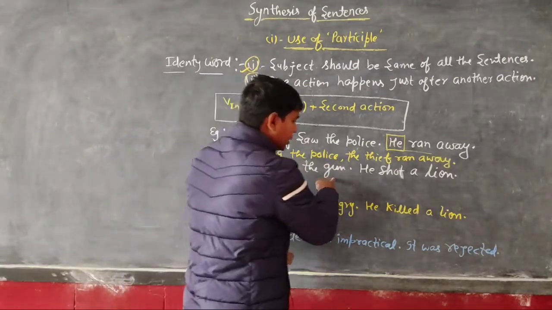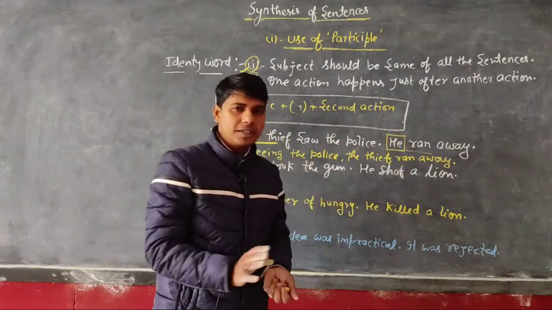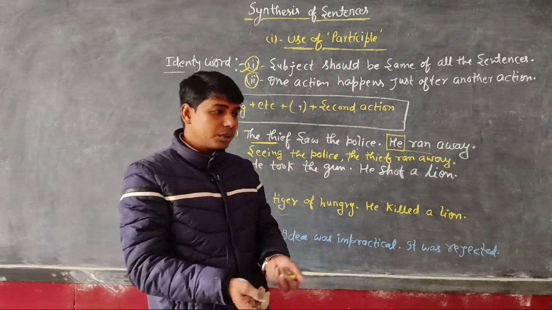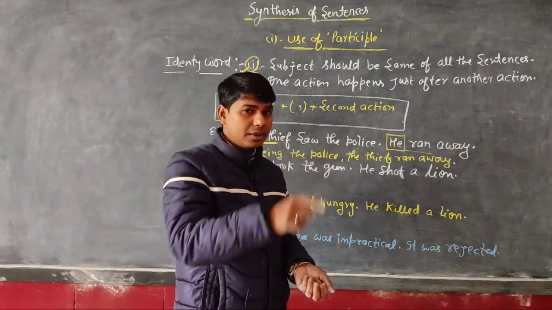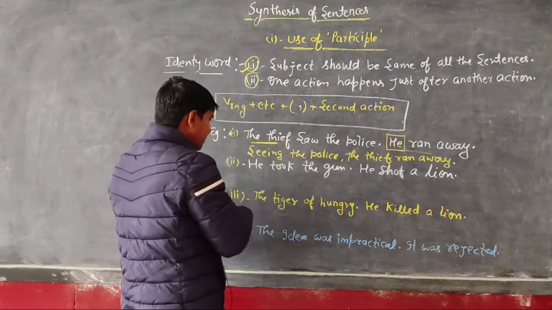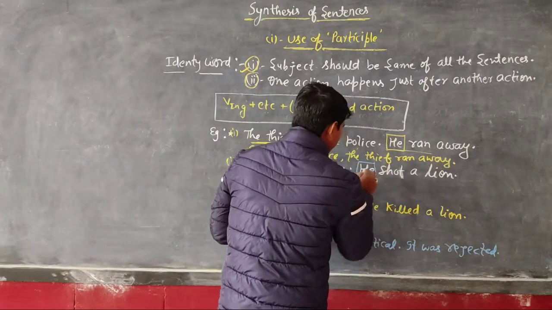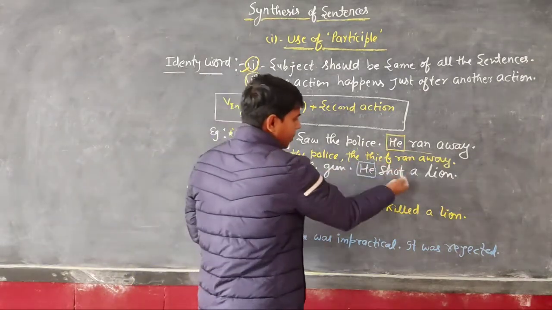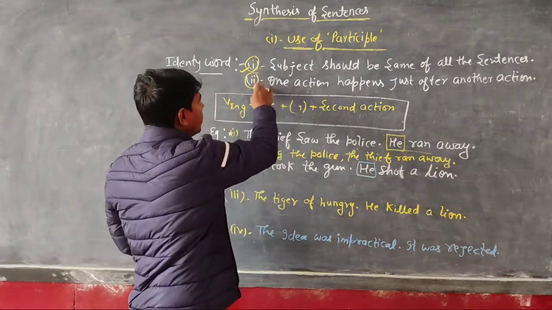Okay. Now see the second example. He took the gun. He shot a lion. Suppose that you have gone into a forest and you see a lion. Then what will you do? Will you take the gun and wait for the next hour? No. You will shoot the lion at once. So you can see the subject is he in this sentence, and in that sentence the subject is also he. So both subjects are the same, and one action happened just after the other action. So you can see the sentences follow both keywords.